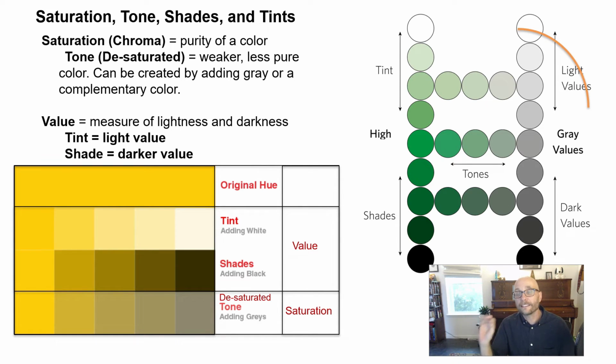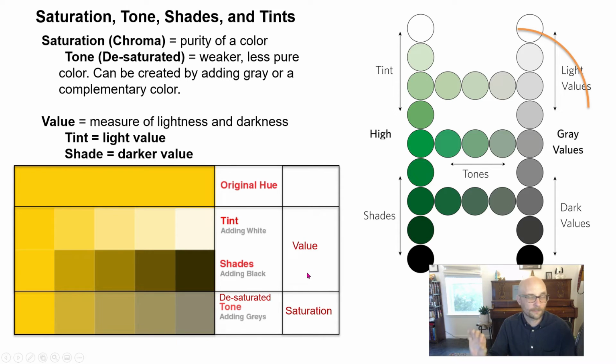Notice that's different than value. This doesn't become gray, it just becomes less bright, right? This doesn't become less yellow, it just becomes darker. So tints and shades, or value, are different than tones or desaturation, which is part of saturation.